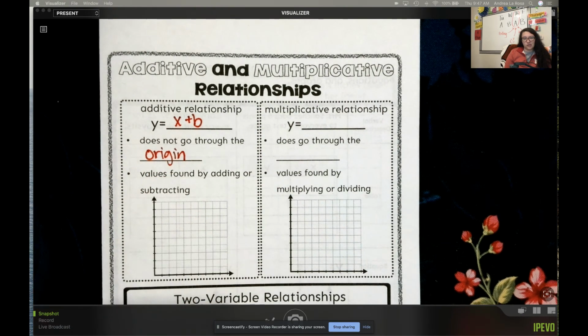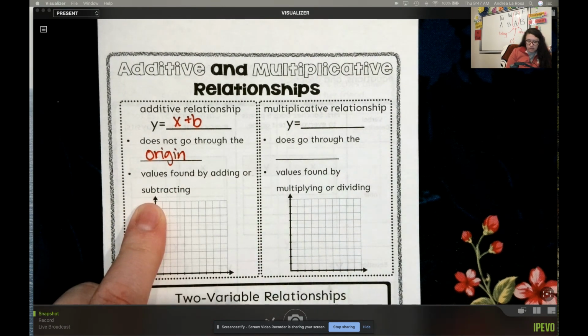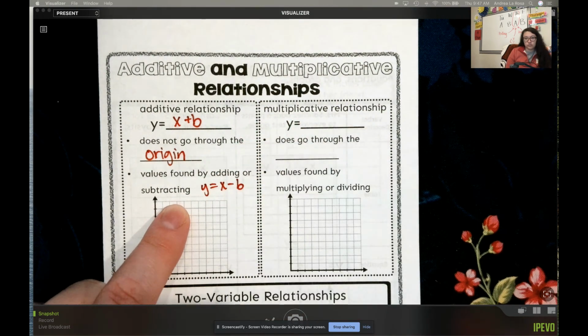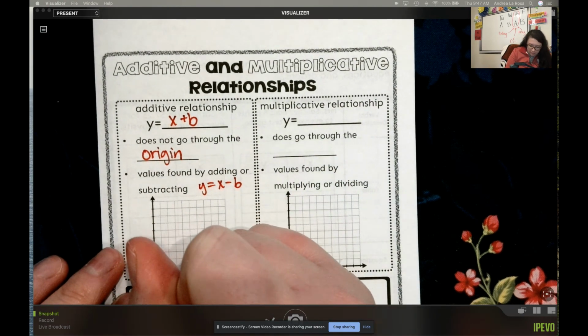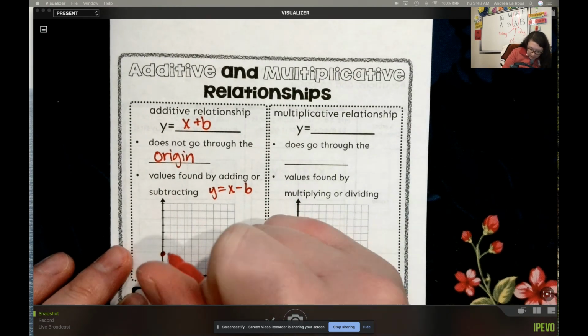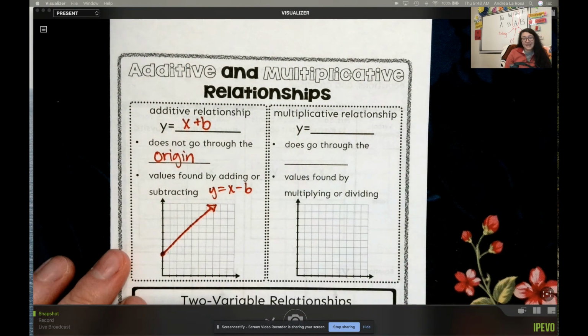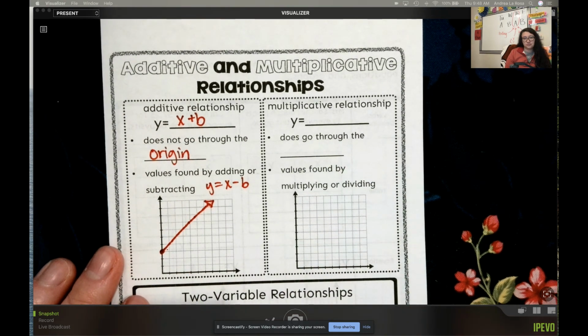O-R-I-G-I-N. Kind of weird. Like we said, it's found by adding or subtracting. Your equation could also be y equals x minus b. It just moves it above or below the origin. That's what the b does. So for example, our graph would look something like this. Yours doesn't have to be that exact one. Just make sure it doesn't go through the origin.